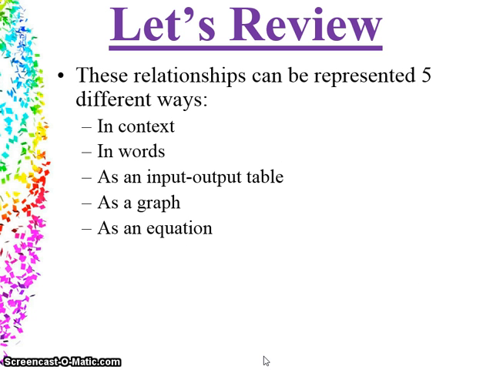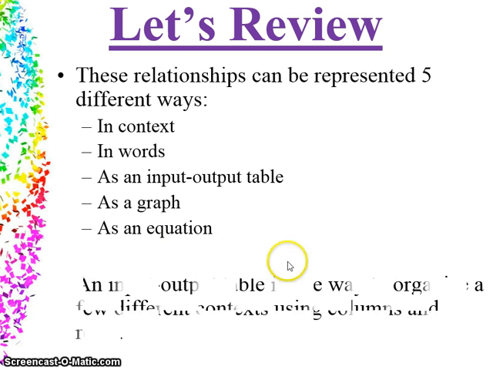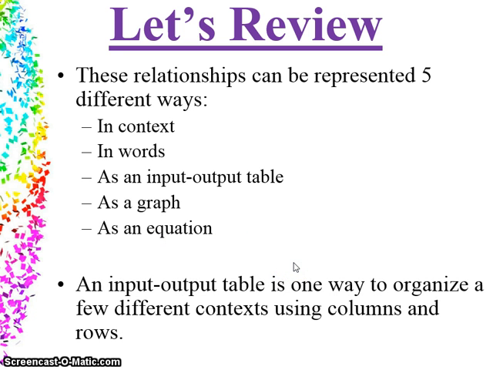These relationships can be represented 5 different ways: in context, in words, as an input-output table, as a graph, and as an equation. Today we're going to look at an input-output table, which we know is one way to organize a few different contexts using columns and rows.